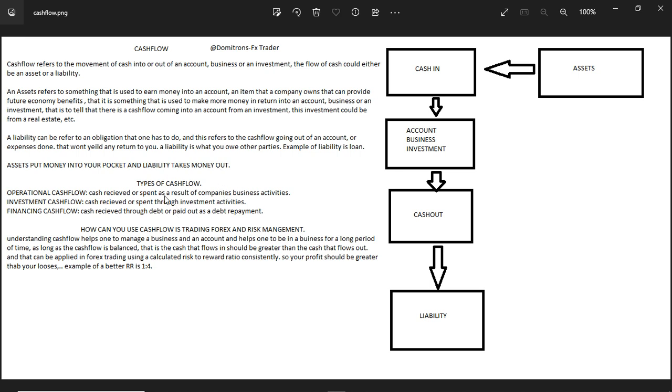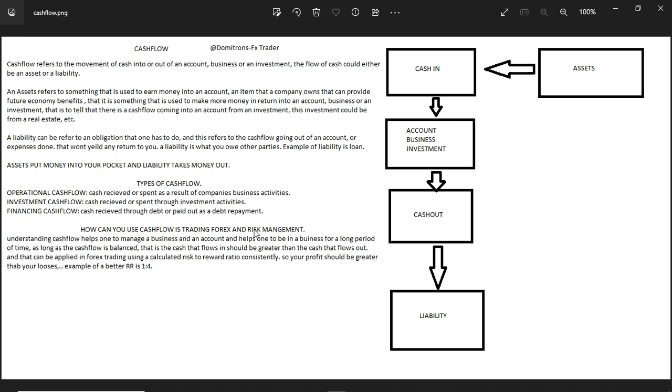Now we have types of cash flow. We have the operational cash flow, received or spent as a result of a company's business activity, investment cash flow, and financial cash flow. We are going to be focusing on investment cash flow and financial cash flow, because this is basically what we do in trading. That is cash received or spent through investment activity, and cash received through debt or paid out as debt repayment. I think we'll be focusing on investment cash flow because we are into trading and investment. This is known as cash received or spent through investment activities.